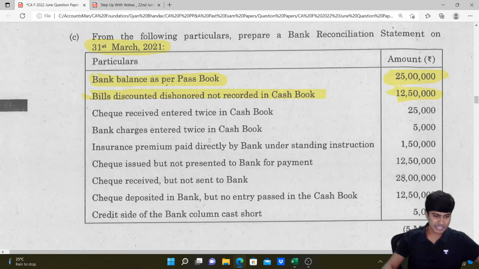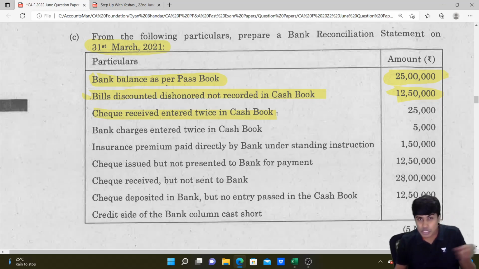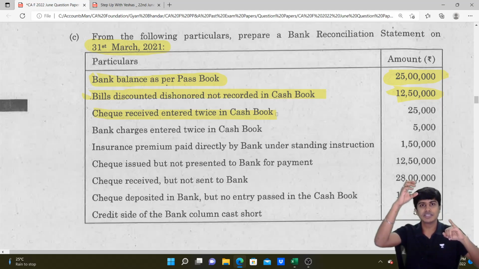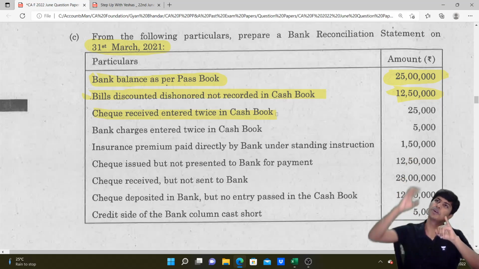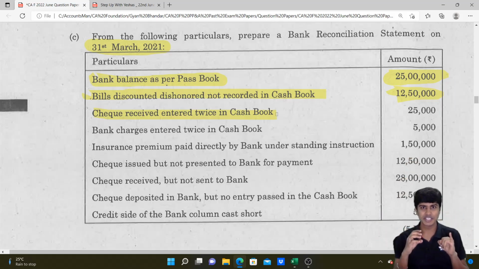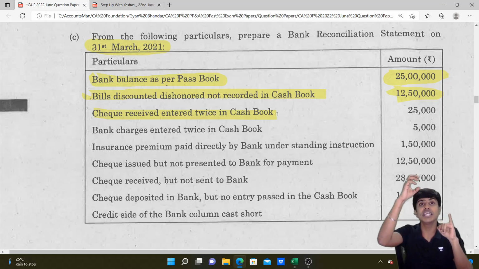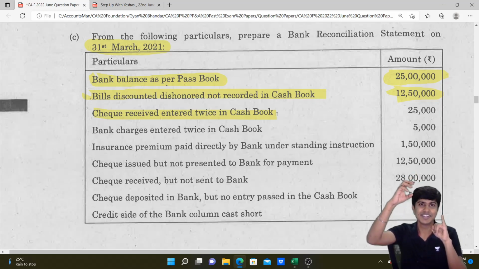Got it? Then the next item, cheque received entered twice in cash book. Someone told double entry, so they entered it twice. Double entry means the debit and credit aspects have to be recorded; the same thing should not be recorded two times. So a cheque has been received. Passbook increased once, but in the cash book we made one more entry. If it is a cheque of 25,000 received, passbook increased by 25, cash book increased by 25, 50. Passbook increased by 25, cash book increased by 50. So there is a difference.